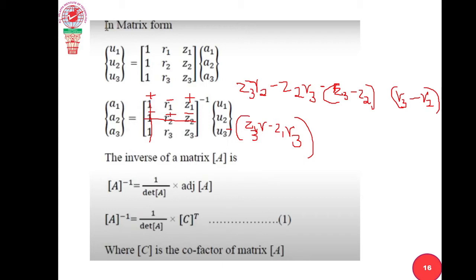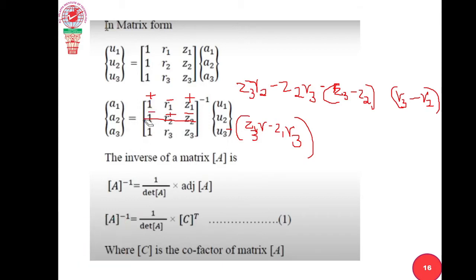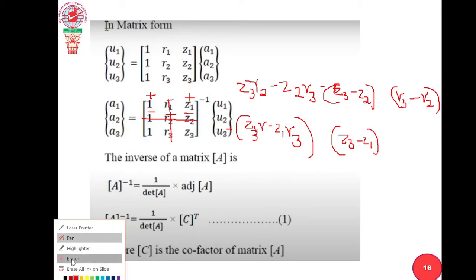What is the next one? Next I will take this one. I will take second row as usual, but second column I will neglect. So now what is the next one? Z3 into, A1 I am going to neglecting. Okay. Into plus is there. Correct? Okay. What is the next one?